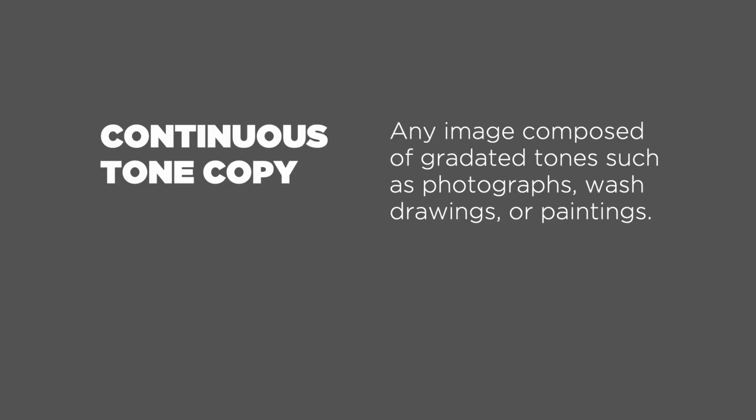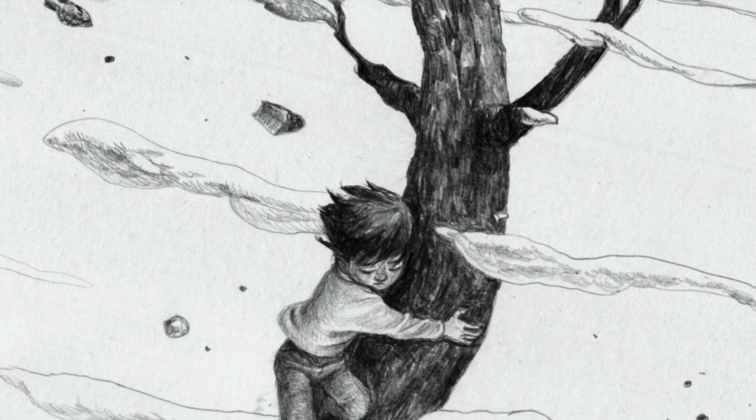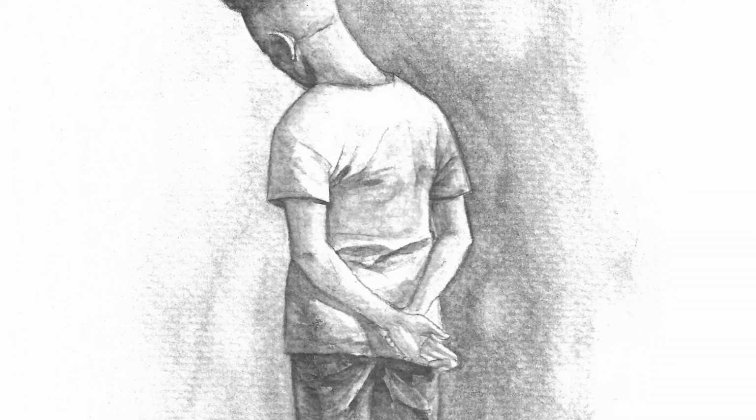Continuous tone, on the other hand, refers to images or even text that have gradations and tones. So that includes pencil drawings, paintings, and photographs.